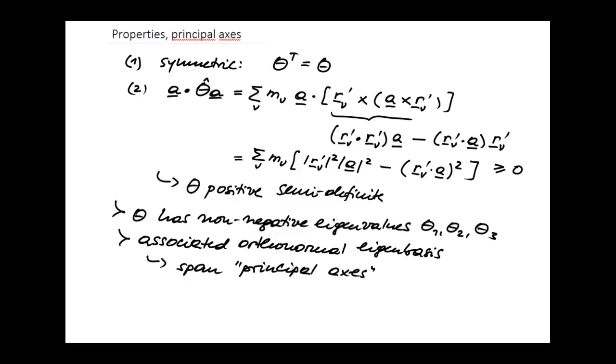So such an orthonormal eigenbasis of the moment of inertia always exists. And if we want, we can choose that eigenbasis as our body-fixed frame. And it will turn out that this is a particularly useful choice for the body-fixed frame, the eigenbasis of the moment of inertia.